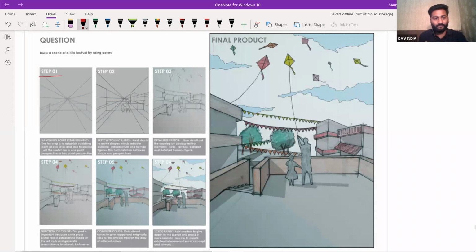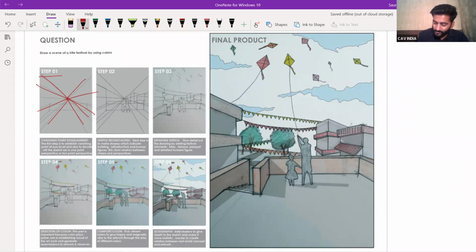again, step one, first is setting out the perspectives. You decide the vanishing points, whether there would be just 1 point or 2 point. The vanishing point is decided. After that, you start putting on details.